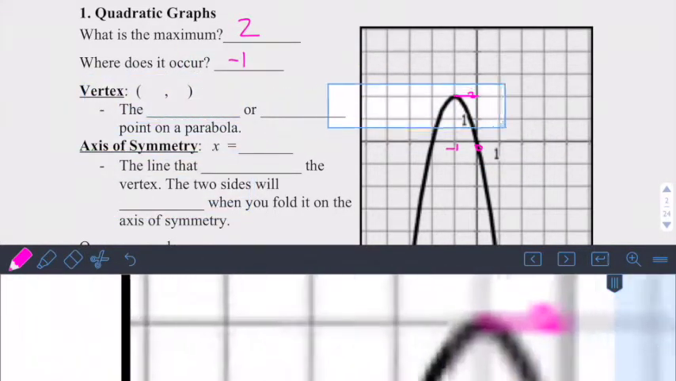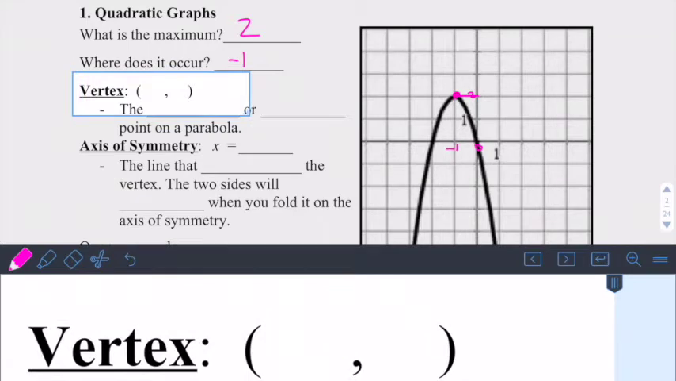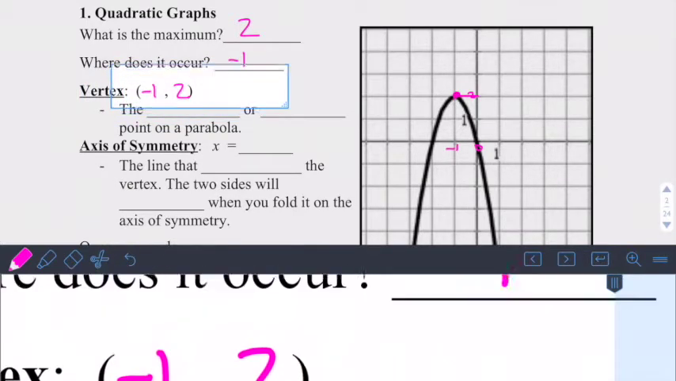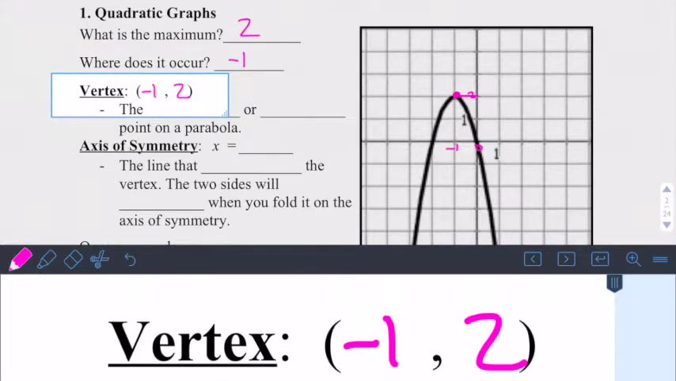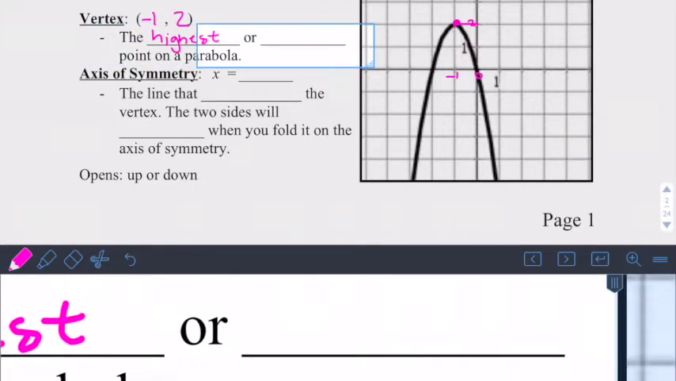So what this means is our vertex is this point right here. It's the point where we reach our max or our min. So the vertex is -1, 2, right? The maximum's 2. It occurs at -1. So the vertex definition is the highest or lowest point on a parabola.